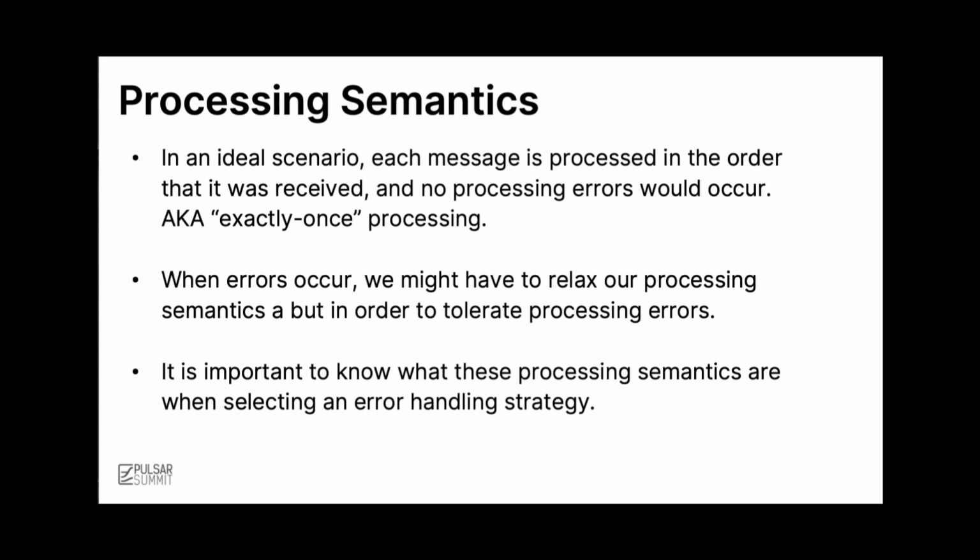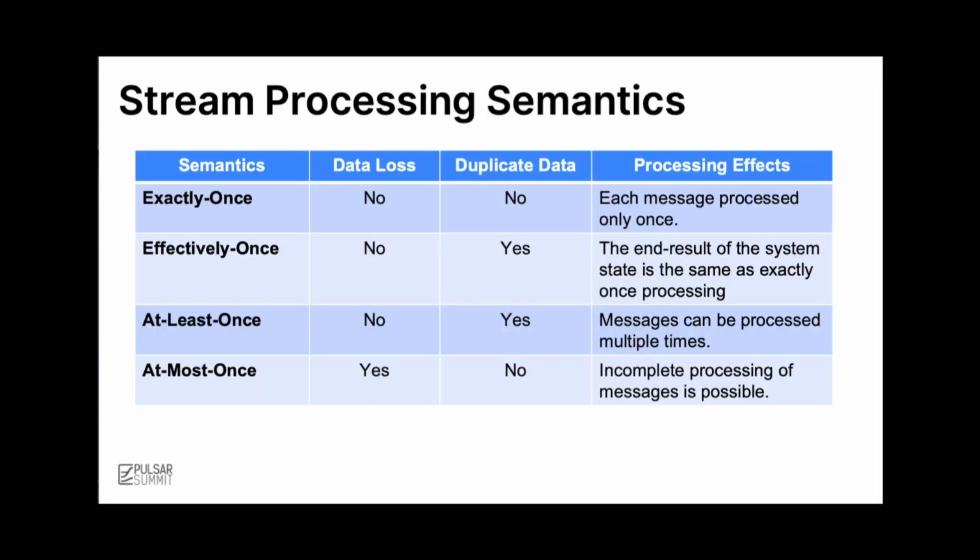But as errors start occurring, to adjust for these sorts of things, you might have to relax your processing semantics a little bit in order to tolerate these processing errors. Are you willing to give up some of these processing guarantees, such as in-order processing, things like that, in order to achieve a more resilient application? And it's important to know what some of these semantics are when you're selecting an error handling strategy. As I go through and classify them, I'll call out what processing semantics they actually support.